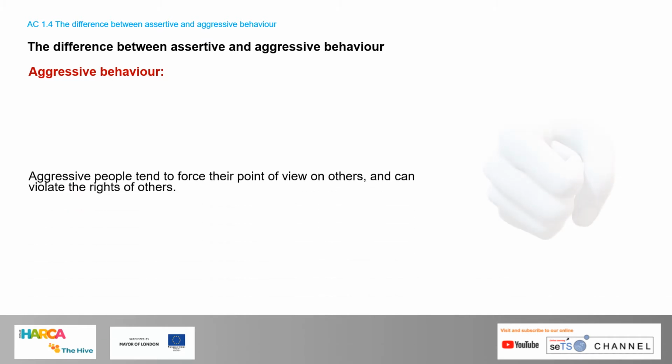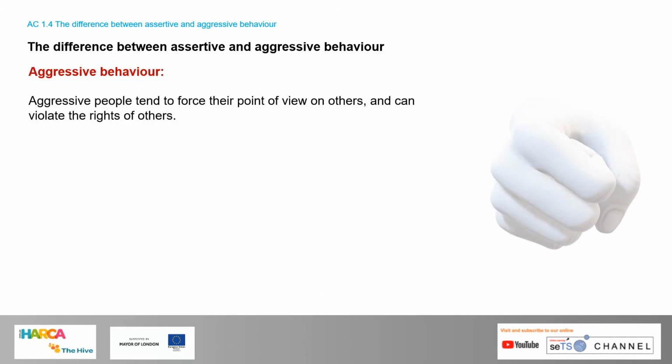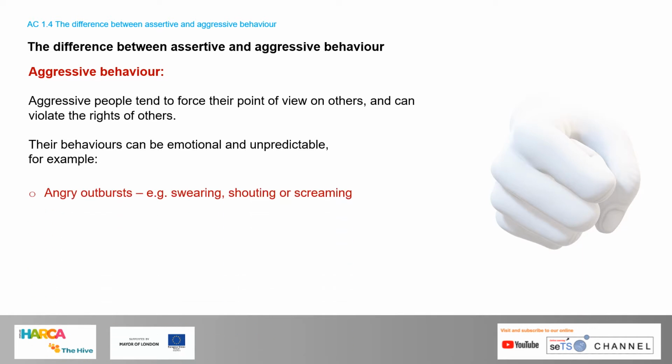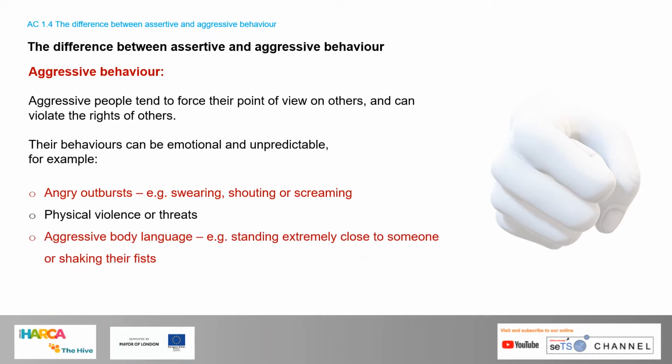Aggressive behaviour. Aggressive people tend to force their point of view on others and can violate the rights of others. Their behaviours can be emotional and unpredictable. For example, angry outbursts such as swearing, shouting or screaming, physical violence or threats, and aggressive body language, for example, standing extremely close to someone or shaking their fists. Never put yourself or anyone else in a position of risk.